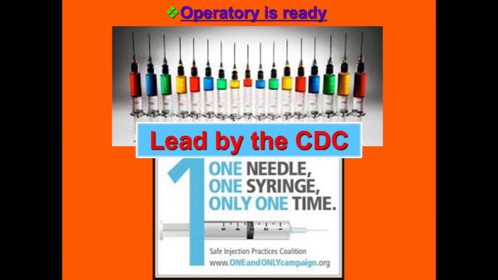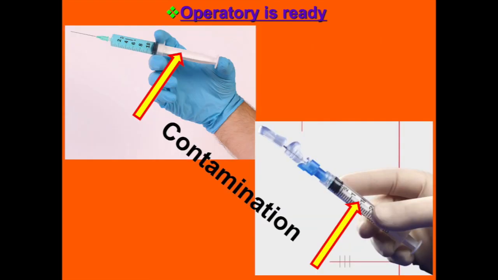I know it seems like common sense, but part of the operatory being ready is that we use one needle, one syringe, only one time on the patient. So once you've put the plunger into the barrel of the syringe, you've brought contamination in there. And if the needle has then touched even the outside surface of the patient's IV, it is contaminated. Do not use any of that on another patient.